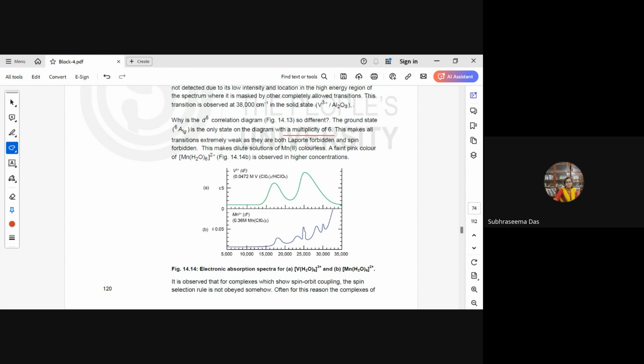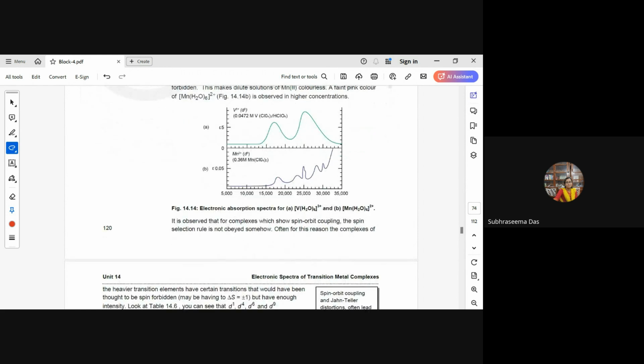When we take a higher concentration of Mn2+, we see a faint pink color. And for d5, it is the only state which has a multiplicity of 6. Since the transitions are both Laporte forbidden and spin forbidden, the spectra of Mn2+ complexes are not colored in nature; they appear colorless.